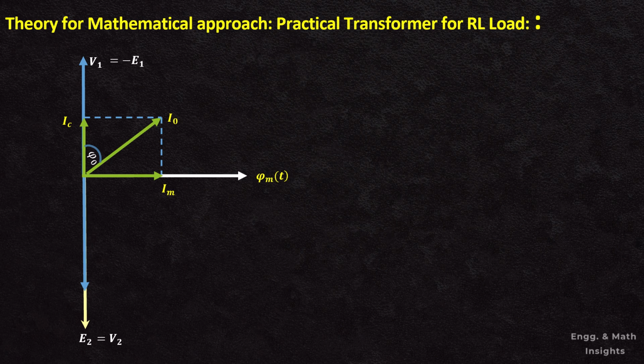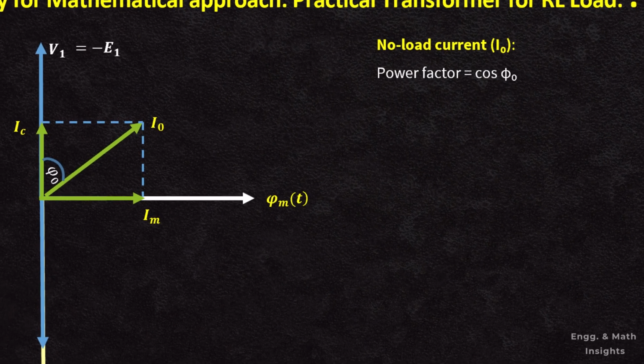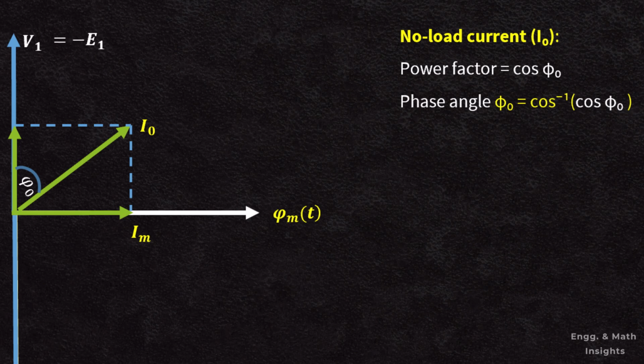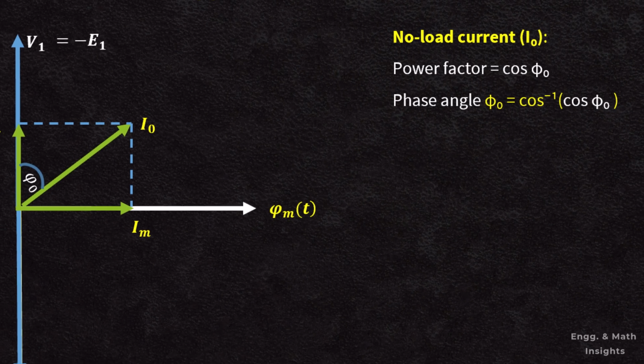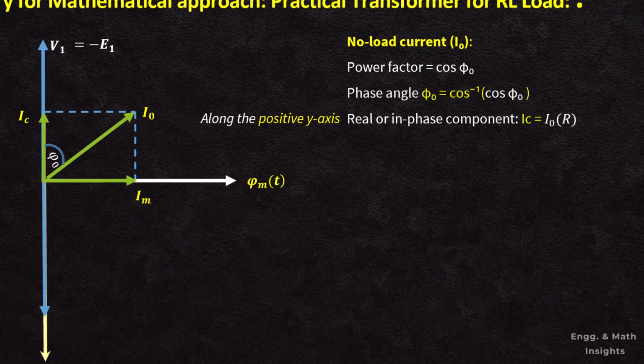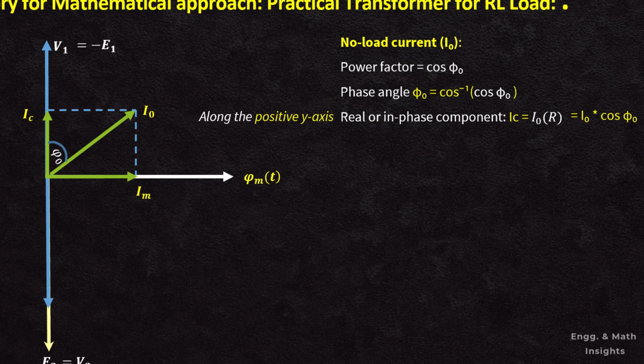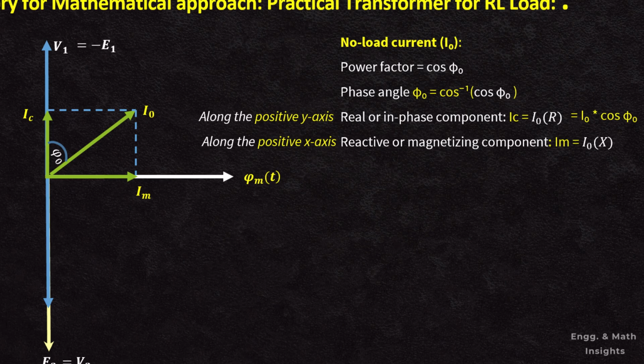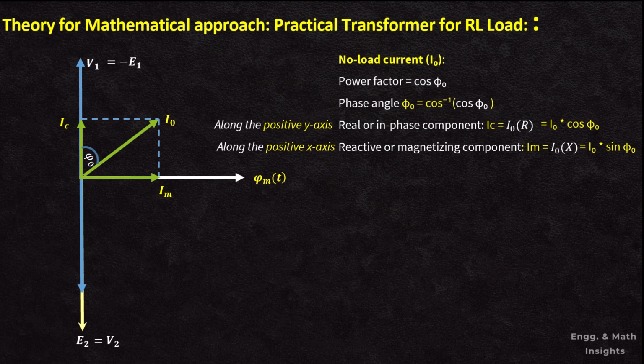RL load condition. First, let's recall the no load current I naught. It consists of two components: the in-phase or real component IC, which is responsible for core losses, and the reactive or magnetizing component IM, which establishes the flux in the core. The power factor of the no load current I naught is given by cos phi naught, and the phase angle of the no load current is phi naught. Along the positive y-axis, the real or in-phase component IC or I naught R is equal to I naught cos phi naught, and along the positive x-axis, the reactive or magnetizing component of the no load current I naught, which is IM or I naught X, is equal to I naught sin phi naught.